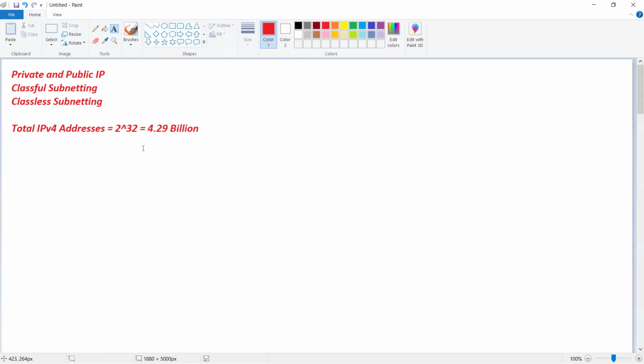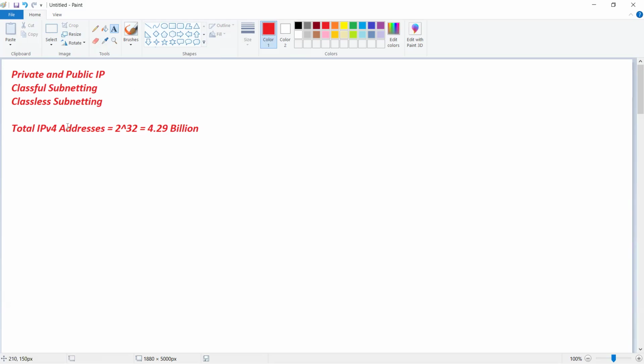So 4.29 billion, what is the population of India? Where will 4.29 billion addresses serve the world? Even if you give one IP to one person in India, it is insufficient. Then how can 4.29 billion serve the entire world? Not possible. So in the 1990s itself, the internet community started working on this problem: somehow we have to save the addresses.